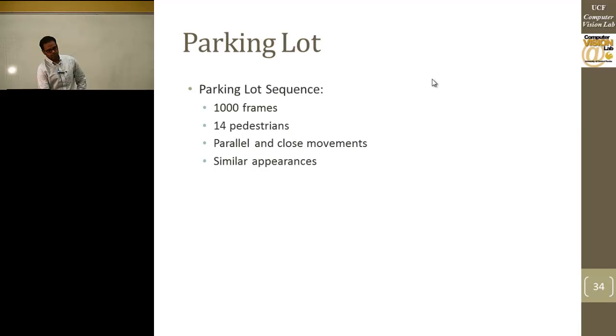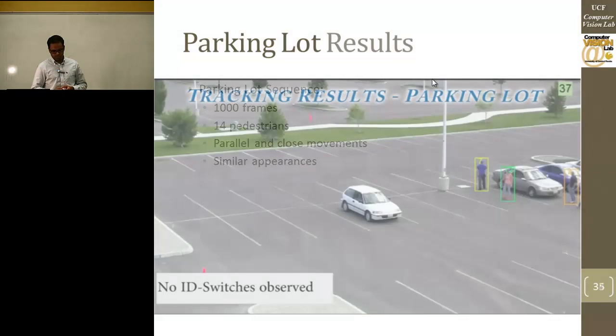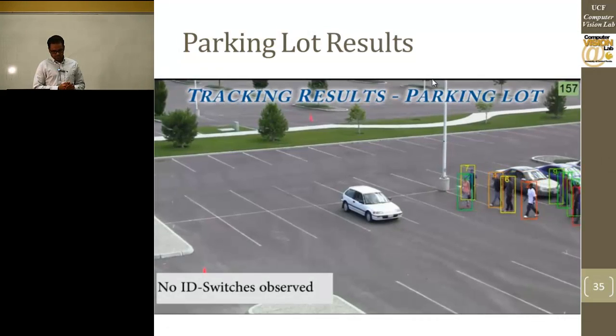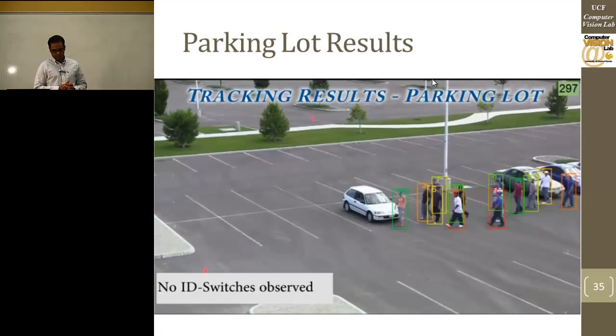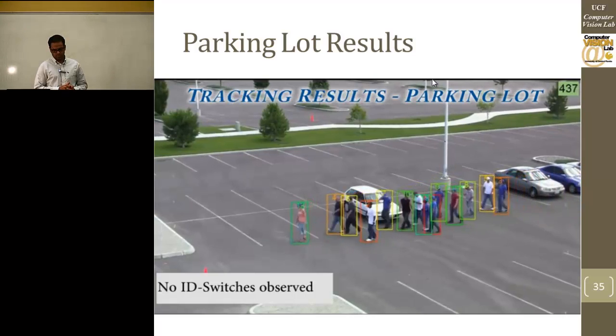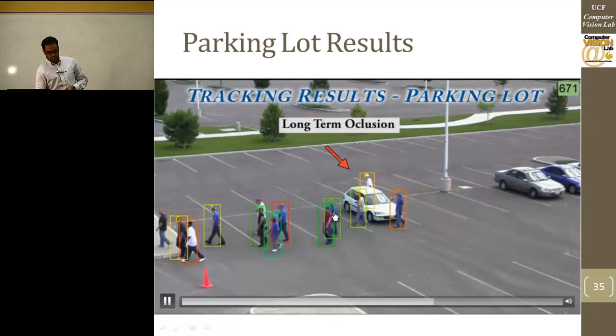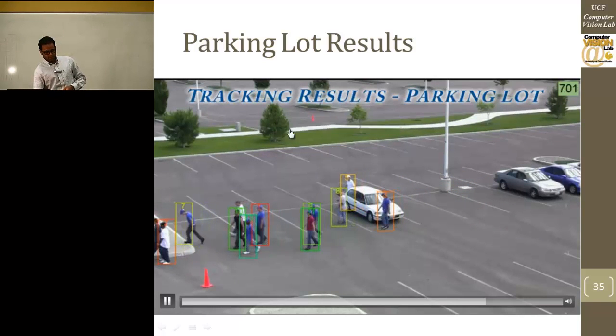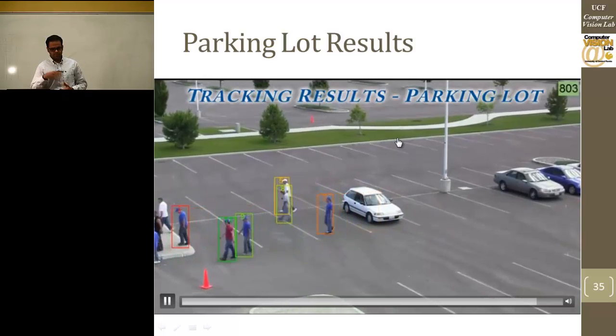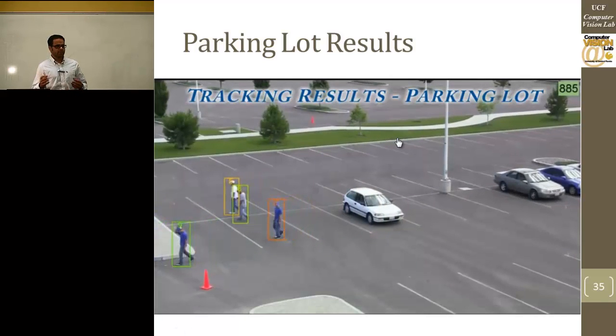Also, we have the parking lot sequence. There are 1,000 frames in it, with 14 pedestrians walking in parallel, and their appearances are very similar, so it's a very challenging sequence. Here you can see the results of that. Again, we did not observe any ID switch in the results of our method, which is pretty impressive because you can see that people are wearing pretty much the same clothes, several of them. You can see occlusion handling for the long term, which is because we add hypothetical nodes even for tracklets. When the whole tracklet is missing, we have hypothetical nodes to handle long-term occlusion.